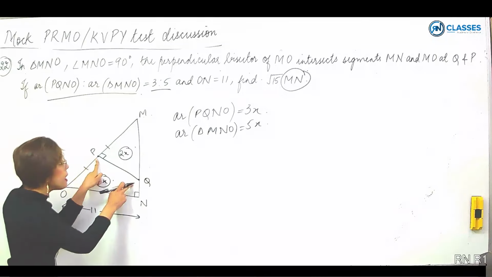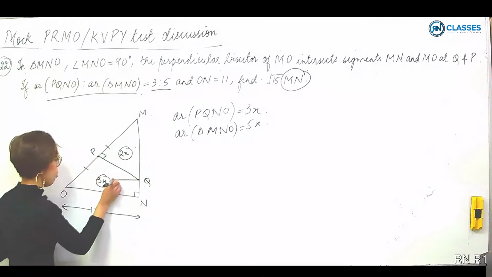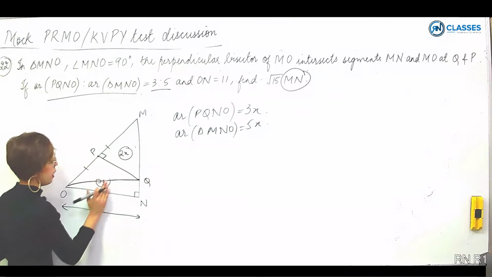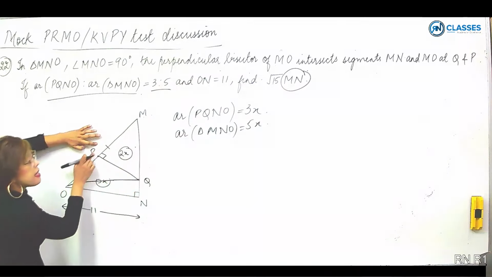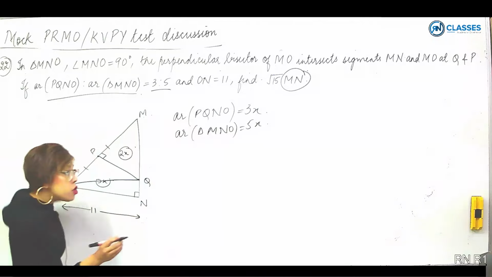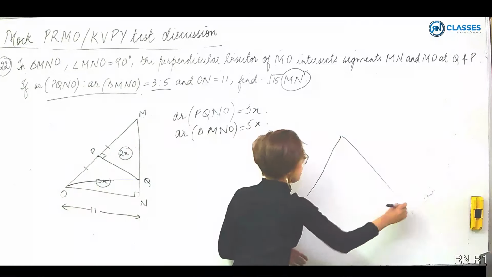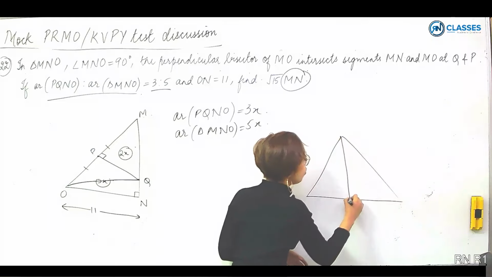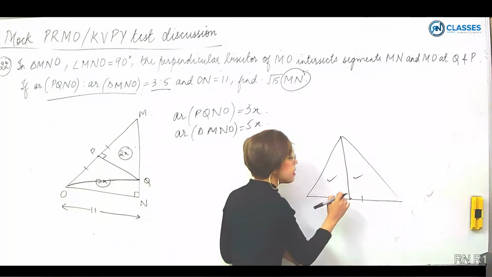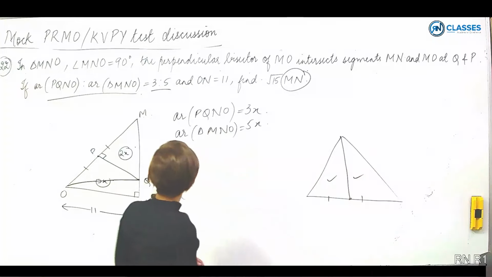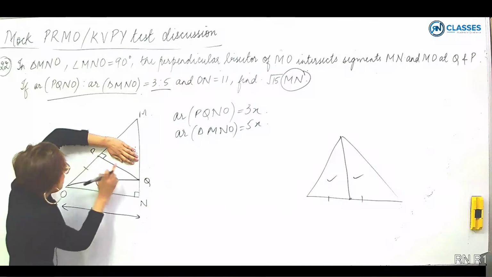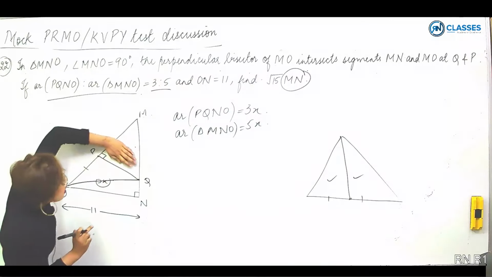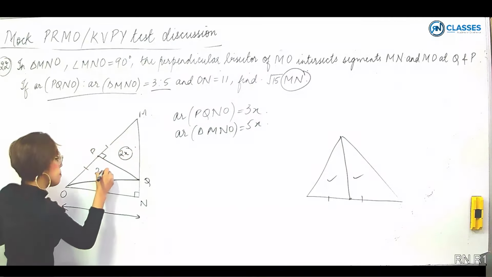Since I want QP as the median, I will join Q and O. Now, as you can see, in triangle MQO, QP is the median. I know in a triangle, the median divides the triangle into 2 equal areas. Since this length is equal to this length and the height is the same, these 2 areas are equal. That means the area of MQP and the area of PQO will be equal. If this is 2x, this has to be 2x.